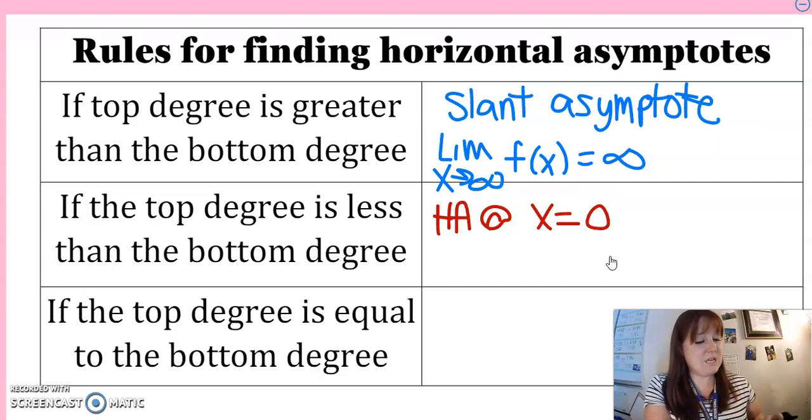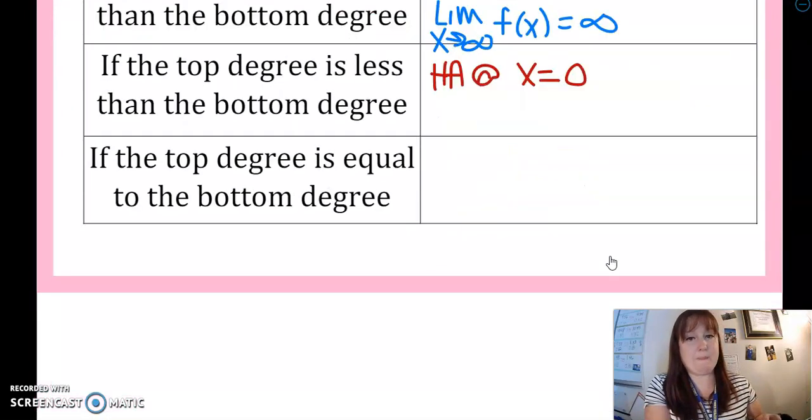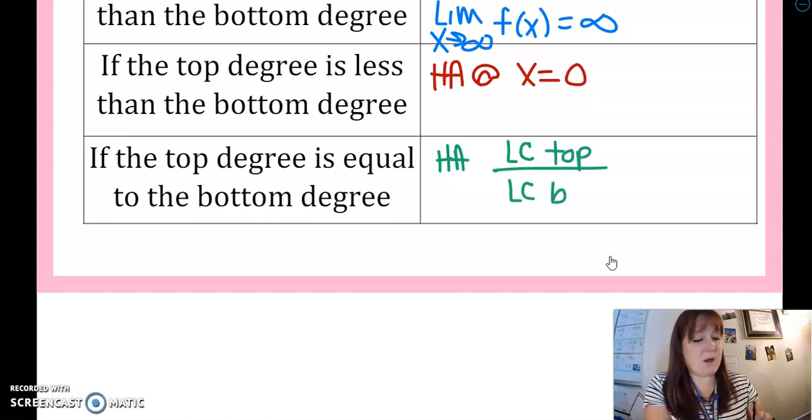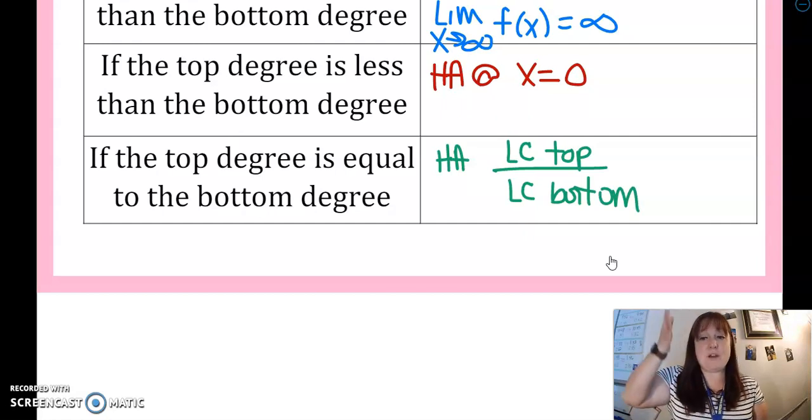If the top degree is equal to the bottom degree, then we have that last example. So we have a horizontal asymptote. And the horizontal asymptote is going to be the leading coefficient of the top divided by the leading coefficient of the bottom, like you saw in our last example. So basically, remember, the top and bottom are going at the same speed, so we just end up with the leading coefficient over leading coefficient.